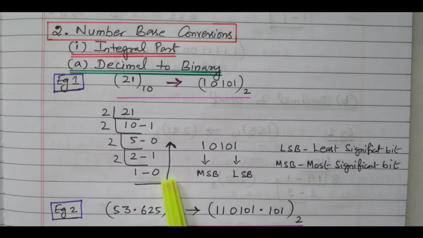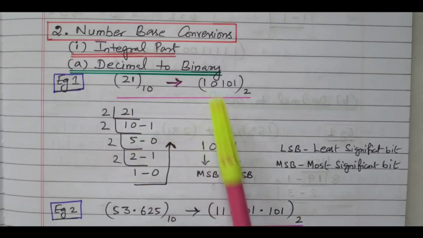Now we need to write these digits in reverse order: 1 0 1 0 1. The last digit refers to the LSB, least significant bit, and the first refers to the MSB, most significant bit. Now the 21 is converted into binary. The binary equivalent is 1 0 1 0 1.